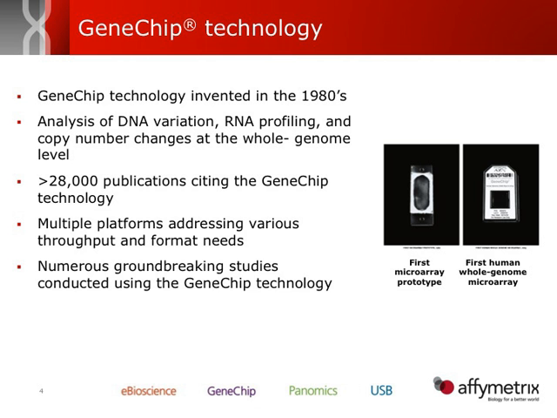So the Affymetrix GeneChip technology was invented in the 1980s and commercialized in the late 1990s. So Affymetrix has been around for quite a long time now in the microarray field. We have products to analyze DNA, RNA, copy number changes, and these are all across the whole genome level or whole transcriptome level. There's over 28,000 publications citing GeneChip technology, so you know that it's proven, tried and true. And again, lots of platforms to address various issues, throughput, format needs, and sample types.